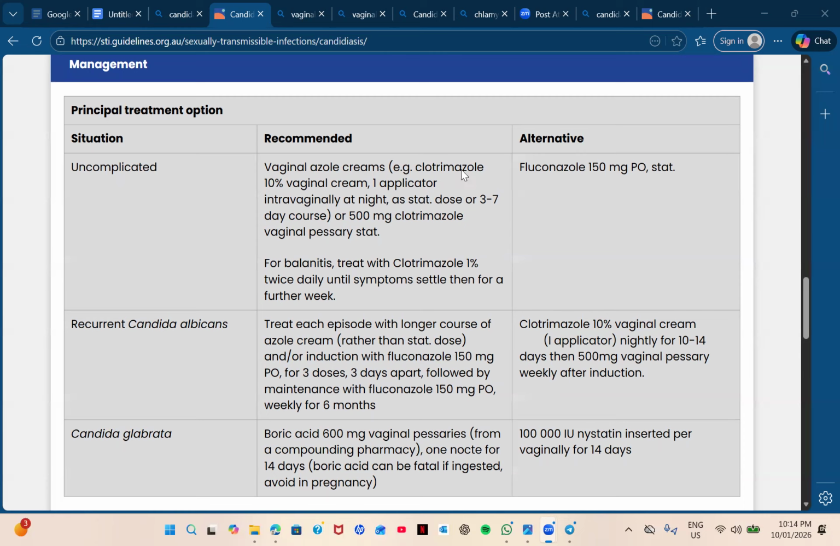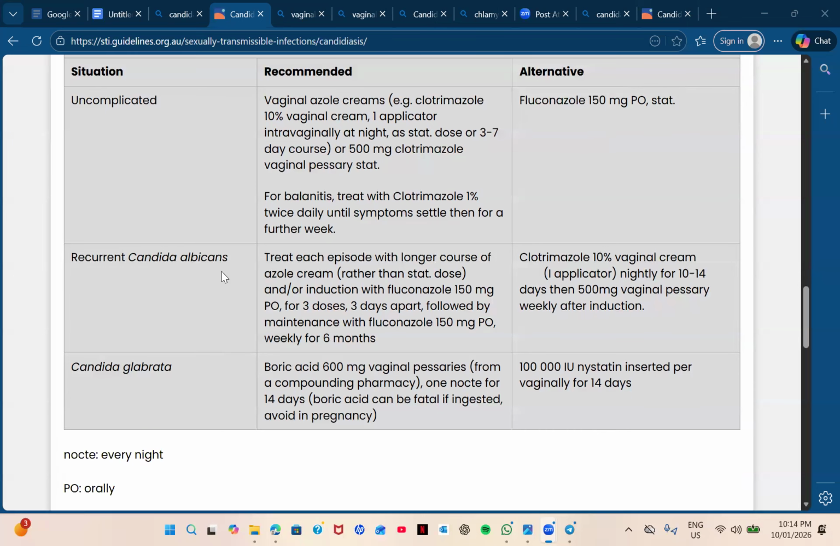Okay. Then what is the alternative treatment? Fluconazole 150 milligrams orally stat dose. Okay. Then recurrent cases: what is the treatment for recurrent cases? In uncomplicated cases, we just start from the topical applications, the topical vaginal cream or pessary. If that's the first line, the alternative is fluconazole as a stat dose.